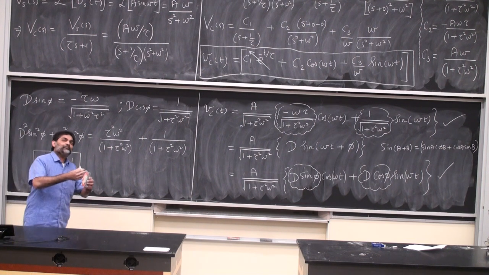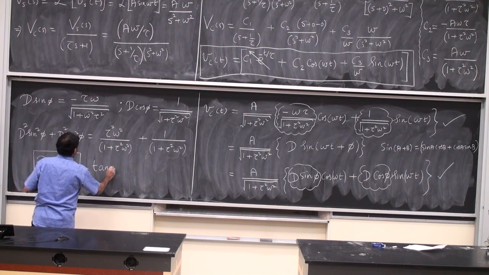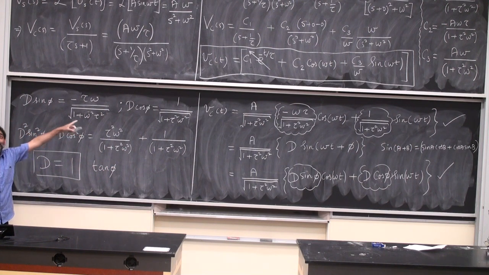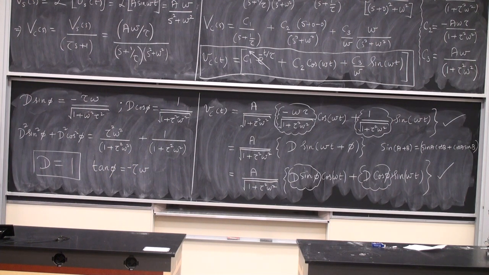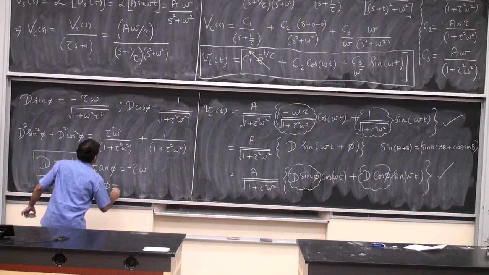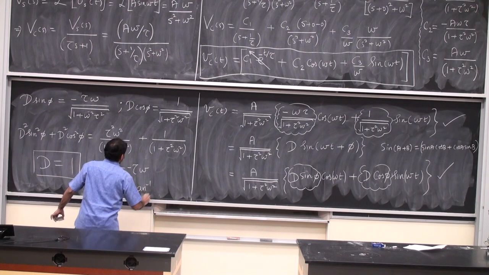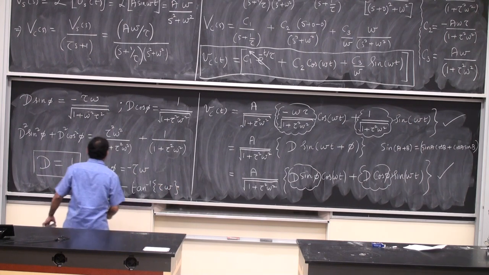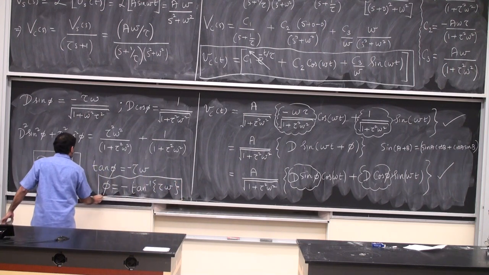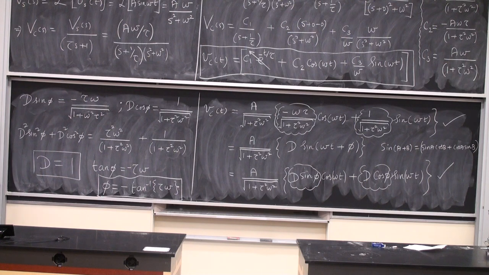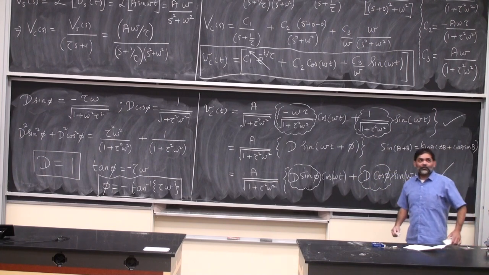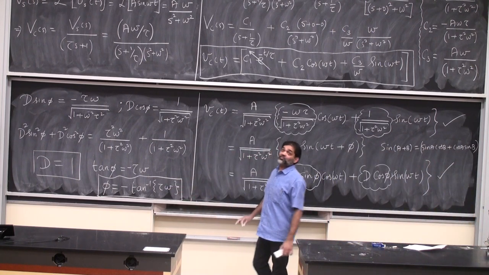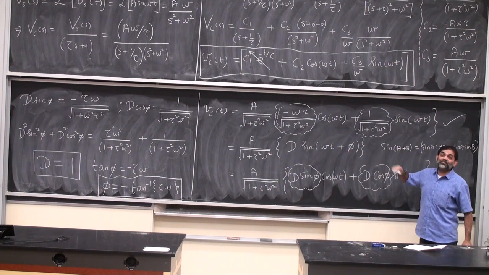How do I get phi? I just divide one by the other, so tan phi. I take the sine phi, I take the cosine phi, I divide one by the other, they have a common denominator, cancels off. I get minus tau omega, or phi is minus tan inverse of tau omega. It's actually tan inverse of minus tau omega, but tan inverse of minus A is minus tan inverse of A. You make use of all of these trigonometric gymnastics and you end up with this. So this is really cool. D is equal to 1, phi is very simple.